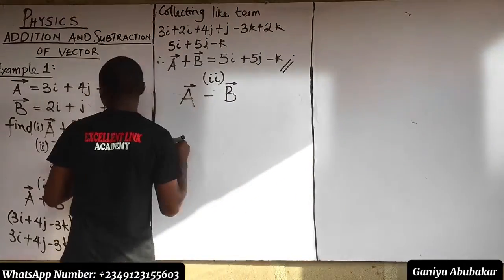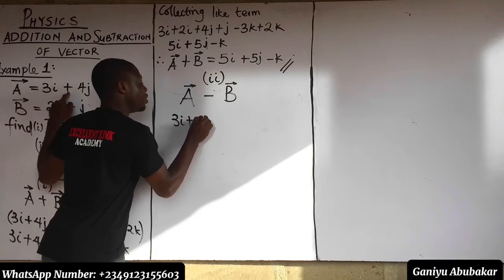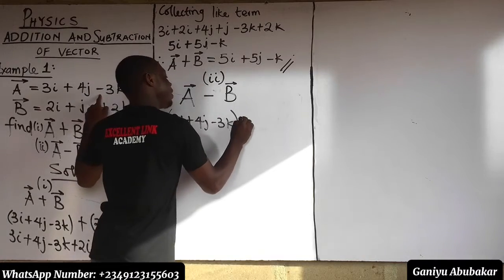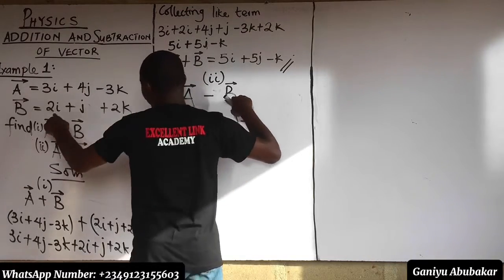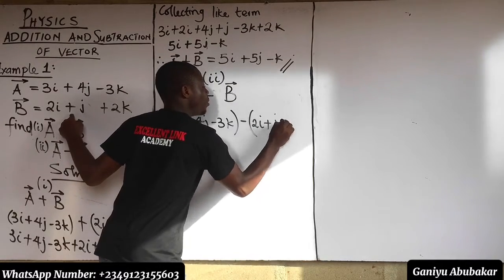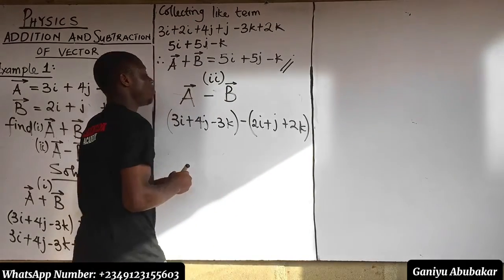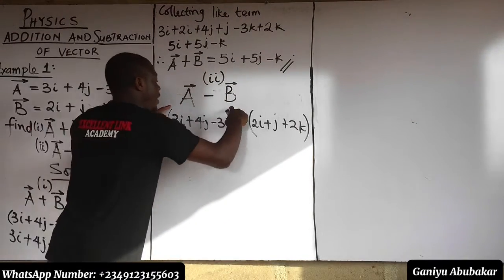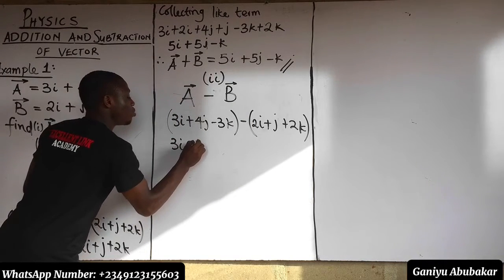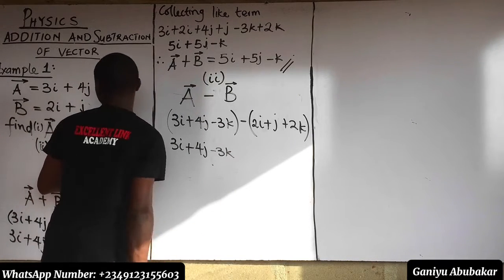We said first task, encase each vector in a bracket. Vector A is 3i plus 4j minus 3k. This is minus sign into vector B, which is of course 2i plus j plus 2k. So we said first task, remove the brackets here. So I'll have 3i plus 4j minus 3k.